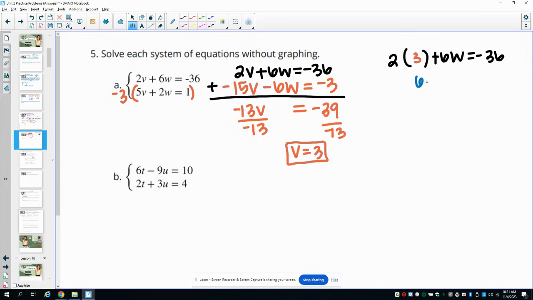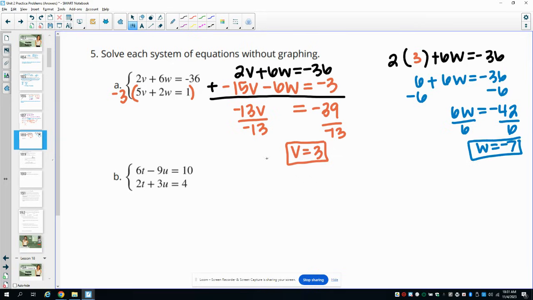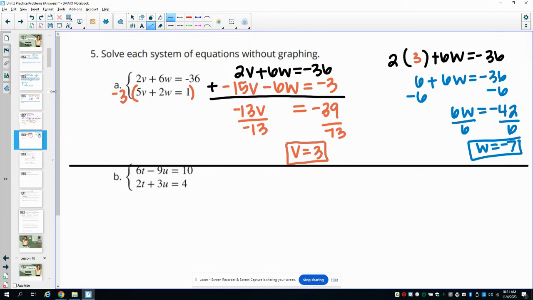So then we get 6 plus 6w equals -36. We'll subtract 6 from both sides. So this will be 0, and then we'll get 6w. -36 minus 6 is -42. Then we'll divide by 6 so that we get -7 for w. So that would be our solution for part A.